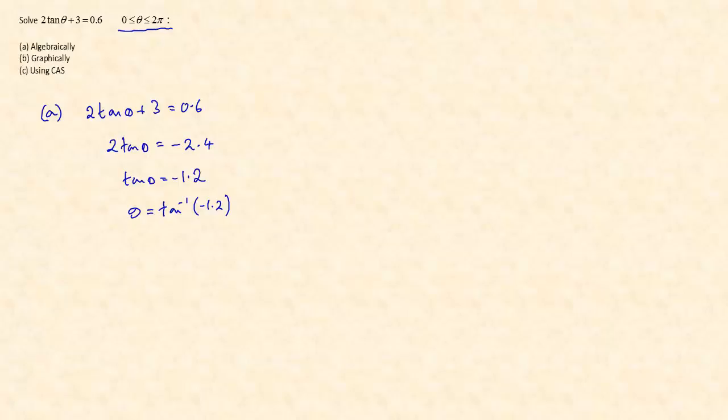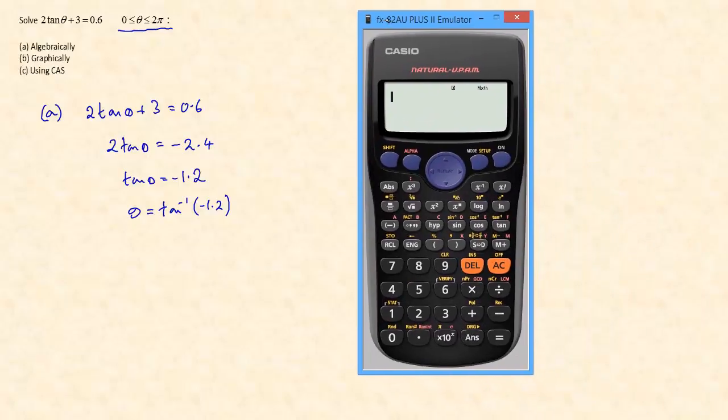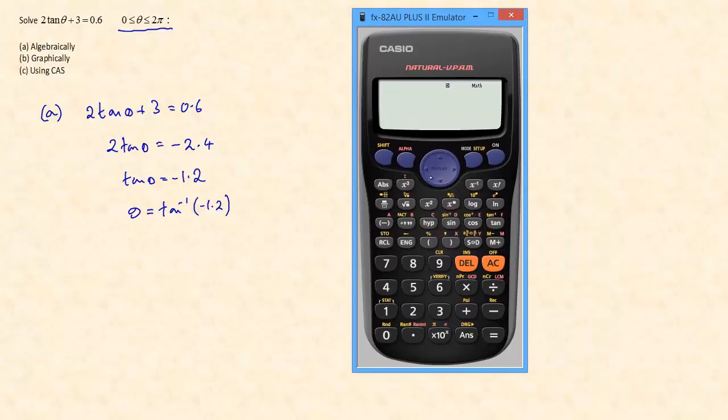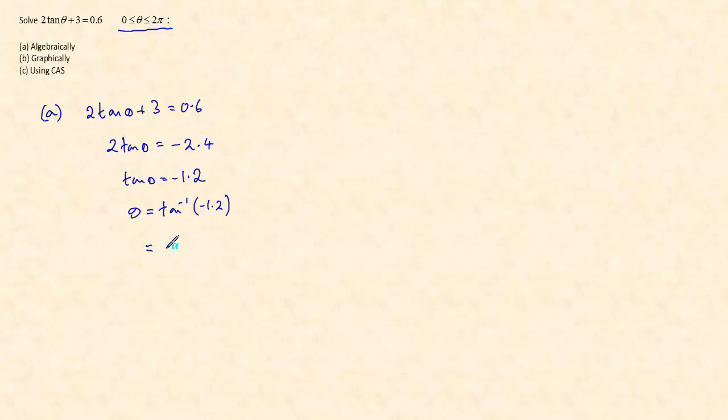So let's bring in a calculator, and we'll just use a scientific here. And I need to make sure it's in radian mode. So we're now in radians, and we can do the inverse tangent of negative 1.2. And that gives me negative 0.876 radians, and that's to 3 decimal places.